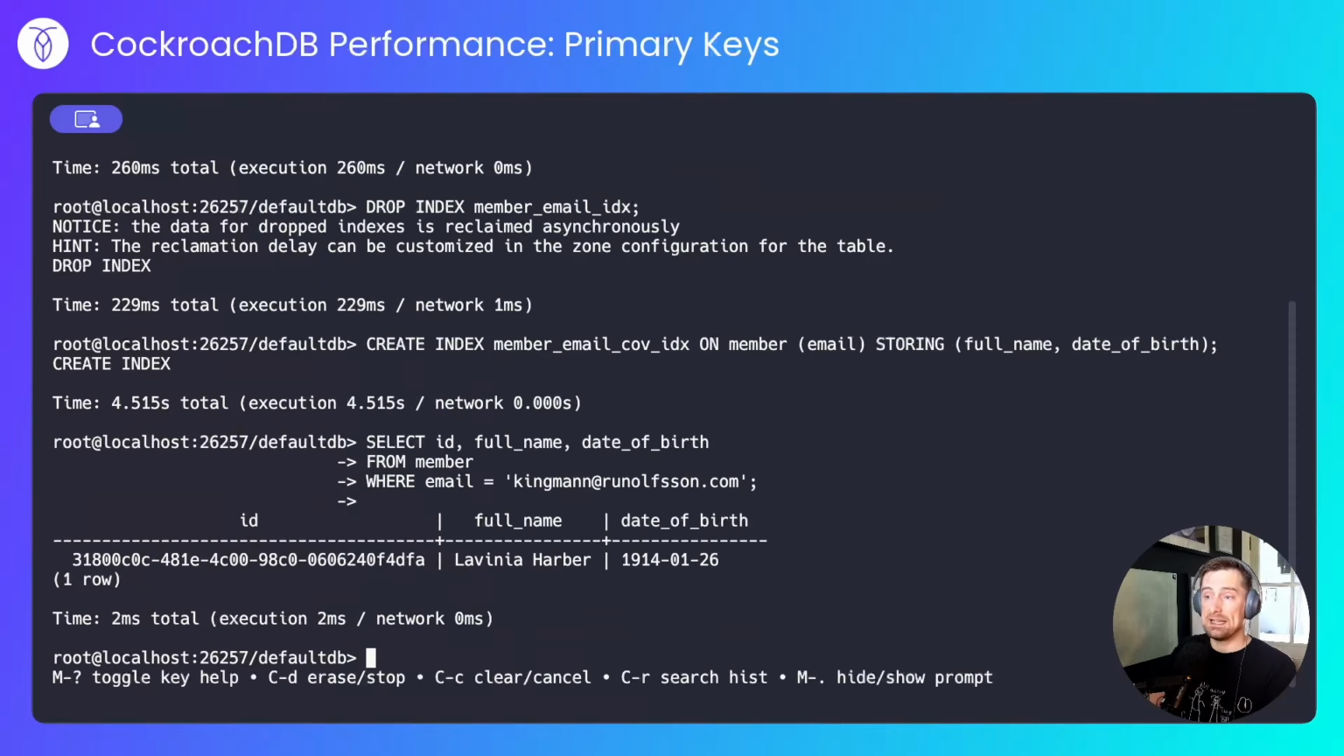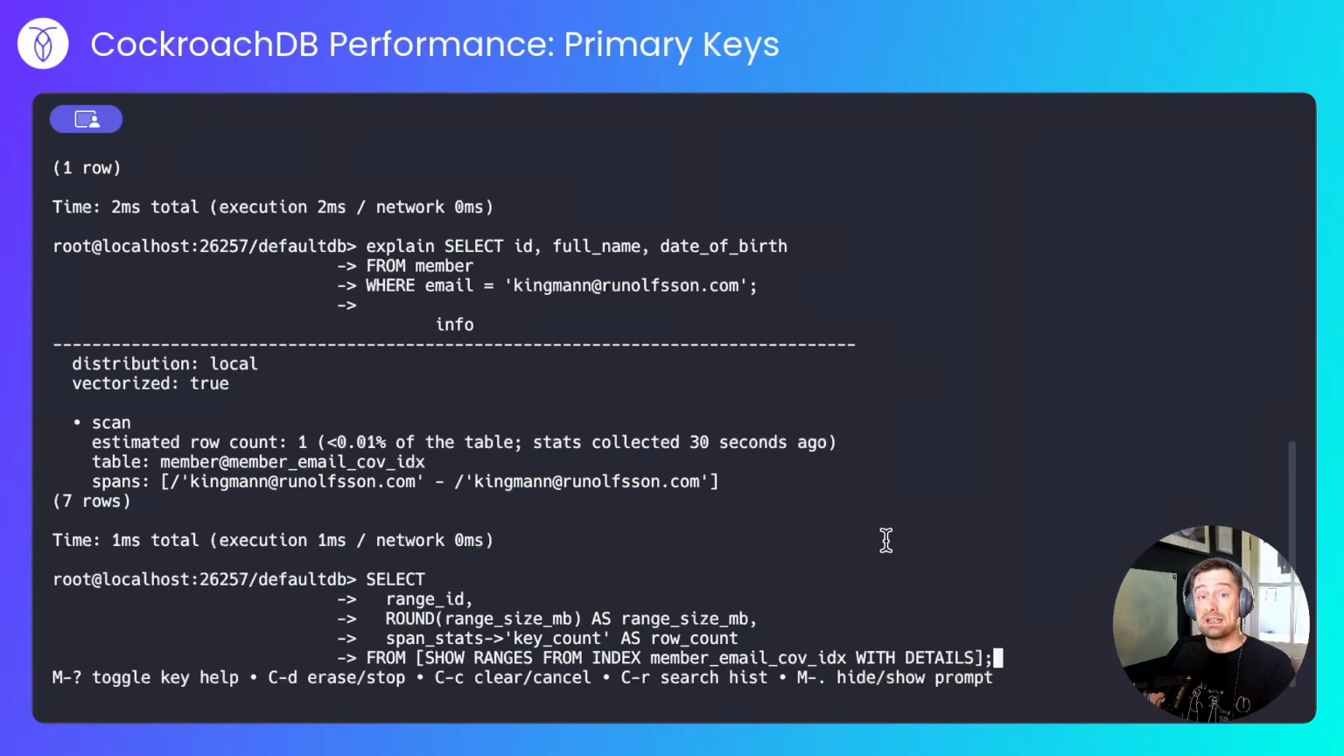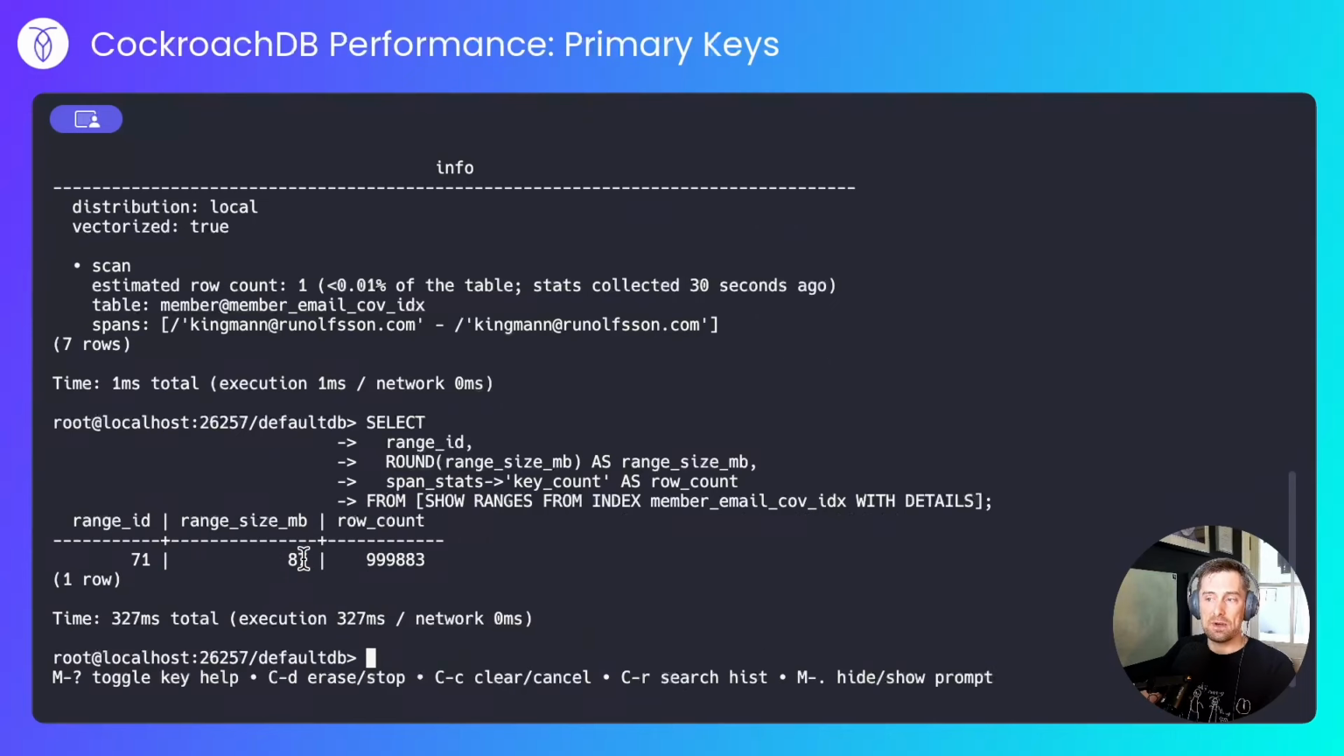If I run the same select again, what's interesting to see now is we're no longer joining back to the primary key in order to get the data out of the table. We have it immediately available to us from the index itself. If I look at the size of the index now, it's risen to 87 megabytes, which isn't much more than it was before, but that's because it's storing the data that we need for that query.